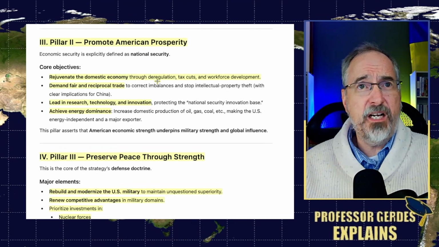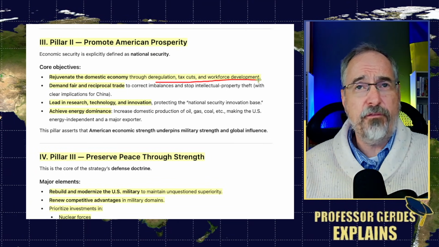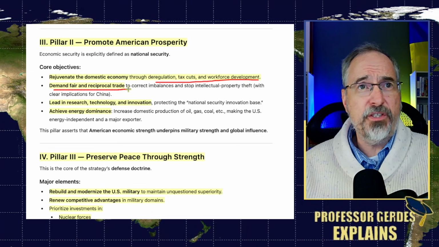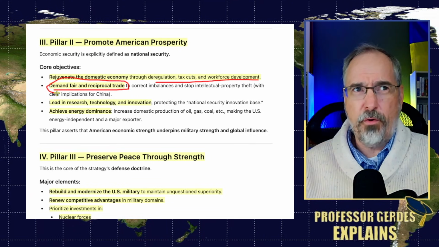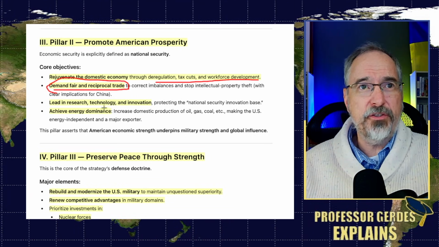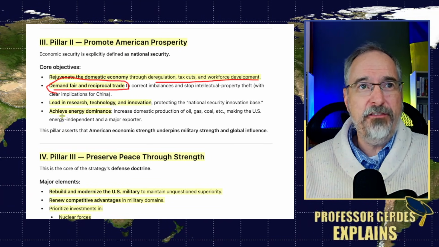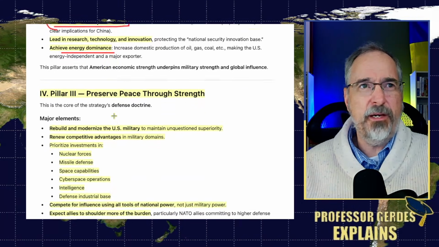Pillar 2, promote American prosperity. Rejuvenate the domestic economy through deregulation, tax cuts, and workforce development. Demand fair and reciprocal trade. We're still talking about that, and we're talking about it in a much more robust way now. Lead in research, technology, and innovation, and achieve energy dominance. We're still kind of talking about that one.